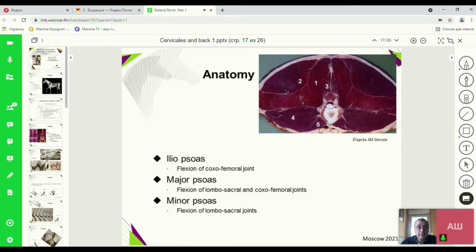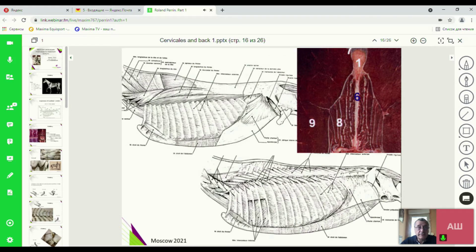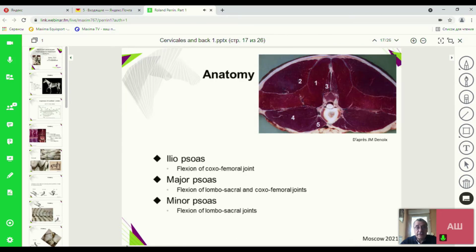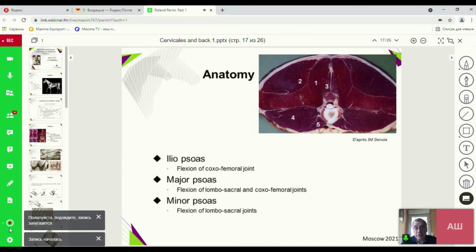Excuse me. After, on the lumbar area, on the psoas, you have a lot of different psoas. You have the iliopsoas, which helps the flexion of the coxofemoral joint.